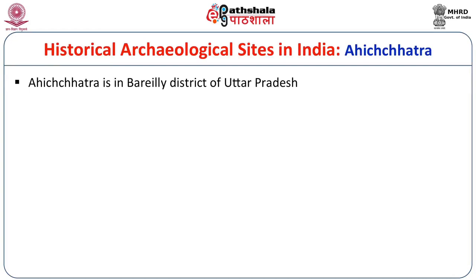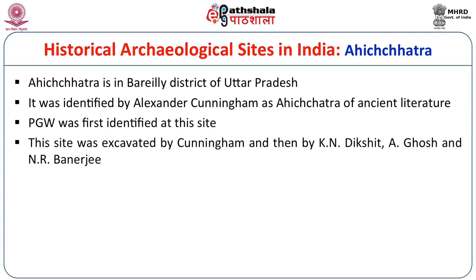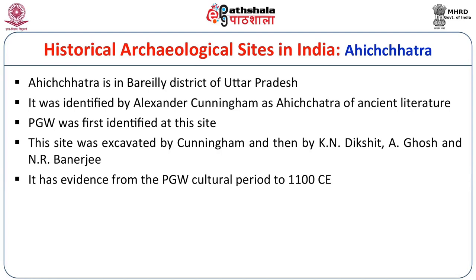Among historical archaeological sites in India, we have Ahichchhatra, which is one important site. Ahichchhatra is in Bareilly district of Uttar Pradesh. It was identified by Alexander Cunningham as Ahichchhatra of ancient literature. Painted Grey Ware was first identified at this site. This site was excavated by Cunningham and then by K.N. Dikshit, A. Ghosh and N.R. Banerjee. It has evidence from the Painted Grey Ware cultural period to 1100 CE. It has also yielded evidence for a rampart of the Painted Grey Ware cultural phase. This is one important site.